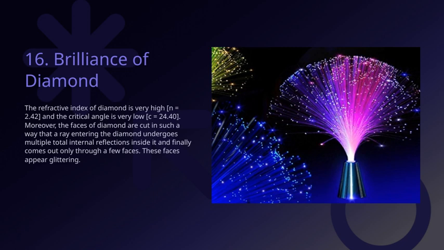When a ray of light enters the diamond, it doesn't just pass straight through. Instead, it undergoes multiple total internal reflections inside the stone. These reflections trap the light inside, bouncing around until it finally exits through a few specific faces. And it's this precise cutting and internal reflection that give diamonds their characteristic glitter and sparkle. The way the light is trapped and then released through these faces is what makes a diamond so dazzling and visually captivating. It's a perfect blend of optical properties and craftsmanship that creates that mesmerizing brilliance we associate with diamonds.